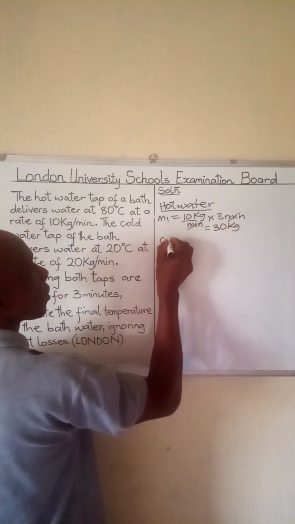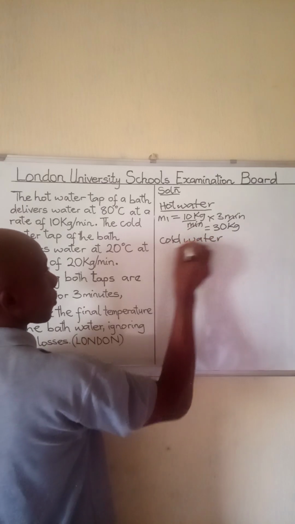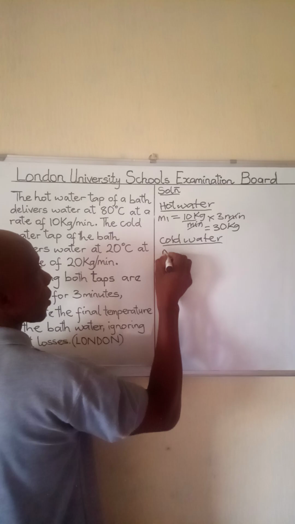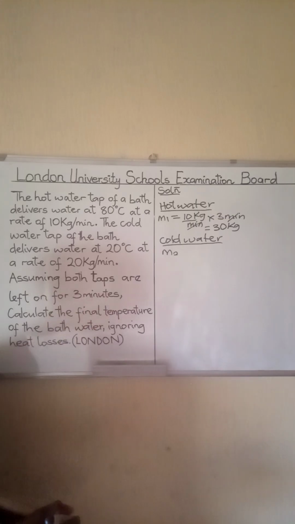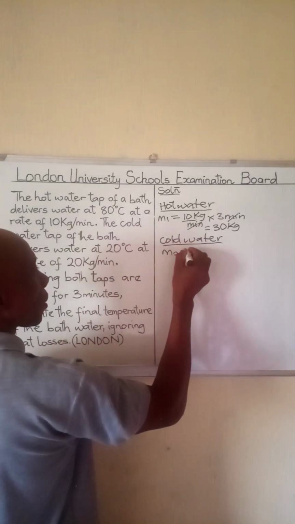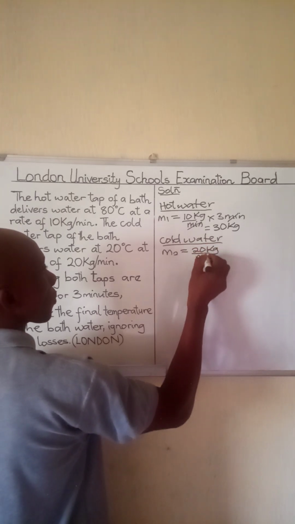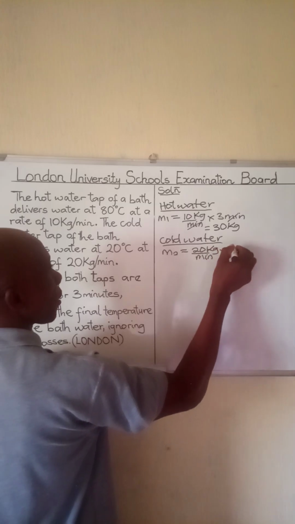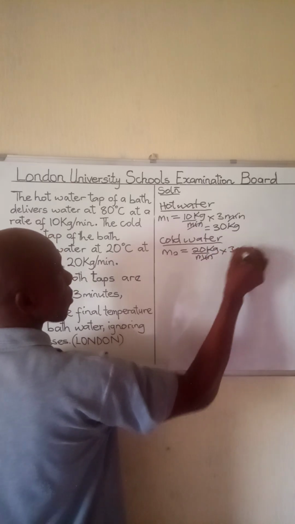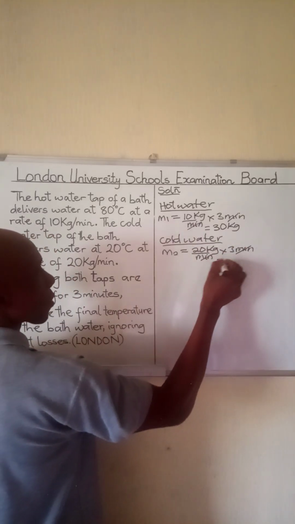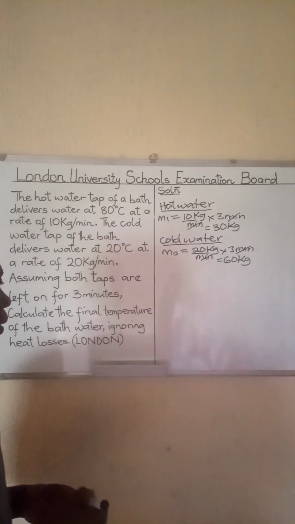So for cold water, let the mass of cold water be M2, and the rate of flow of cold water is 20 kilograms per minute. And if it flows for 3 minutes, what's the mass that actually goes in? That's going to be 20 kilograms per minute multiplied by 3 minutes. Okay, so the minutes will cancel. 20 times 3 gives us 60. So that means 60 kilograms of cold water flows into the bath in 3 minutes.